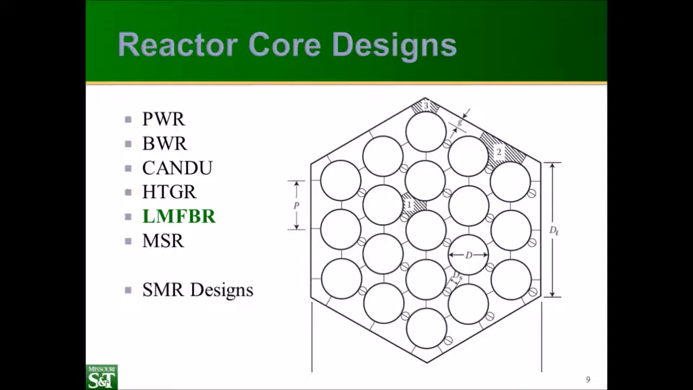The fuel pins tend to be around 0.6 centimeters in diameter, and they're wrapped with a small wire. That wire serves to maintain the spacing between the fuel rods, which are arranged in a triangular array inside of a hexagonal assembly can. This makes for a very compact core. No moderation is required because it's a fast spectrum reactor.